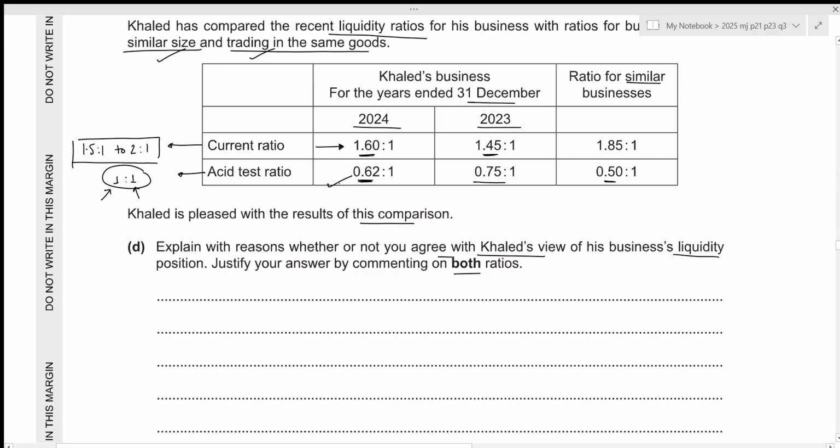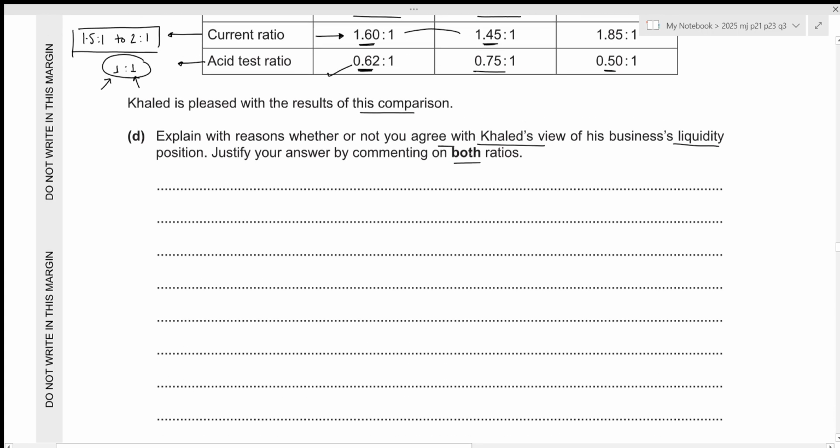Now, the first thing we can talk about is how the current ratio has increased. And current ratio increasing means that our current assets have increased sufficiently, so it will be easier to pay any short-term debts, which is our current liabilities. So we have more than enough current assets to cover our current liabilities.